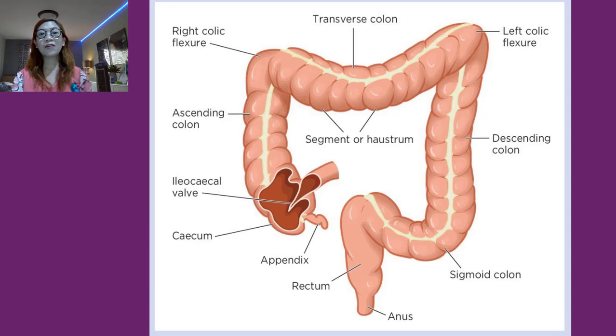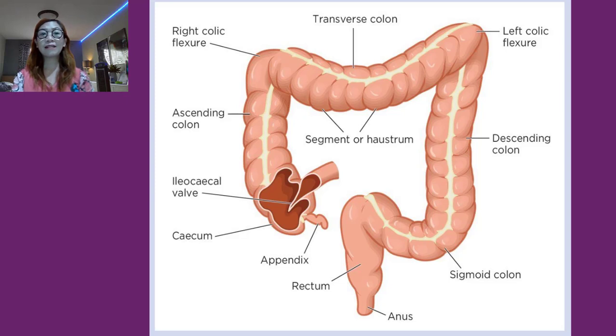The transverse colon travels across the abdominal cavity, and then turns again at the left colic or splenic flexure and continues down the left side as the descending colon. The intestine then enters the pelvis where it becomes the S-shaped sigmoid colon.